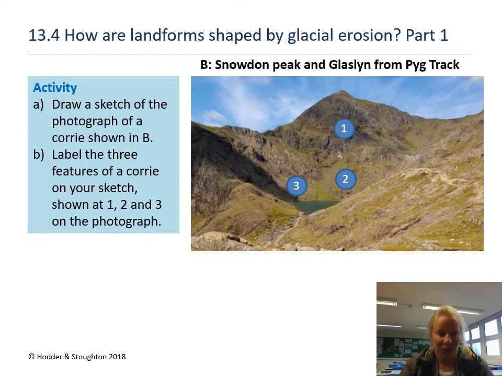All right, Year 9, so well done for watching that video. Your next task is to have a look at this photograph of this corrie in Snowdon Peak. I would like you to sketch this photograph of this corrie. So a bit like our field sketches that we used to do. You usually do the background first, then you might want to do the middle ground and then the foreground. So try and do it in stages if you can, just to show the layers and the depth of that picture. When you've done that, you are going to label the 3 features of a corrie.